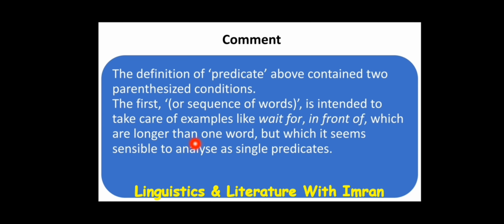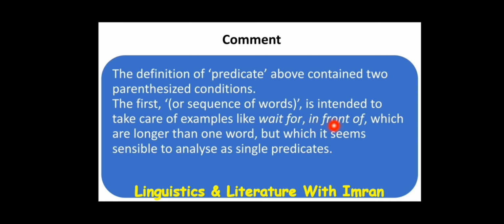which are longer than one word, but which it seems sensible to analyze as single predicates. So we will analyze wait for or in front of, or we will deal with them as a single predicate, not like one or two or three. So then we can say that a predicate can be a single word or more than a single word, a sequence of words. But when it is a sequence of words, we will deal with them as a single predicate.